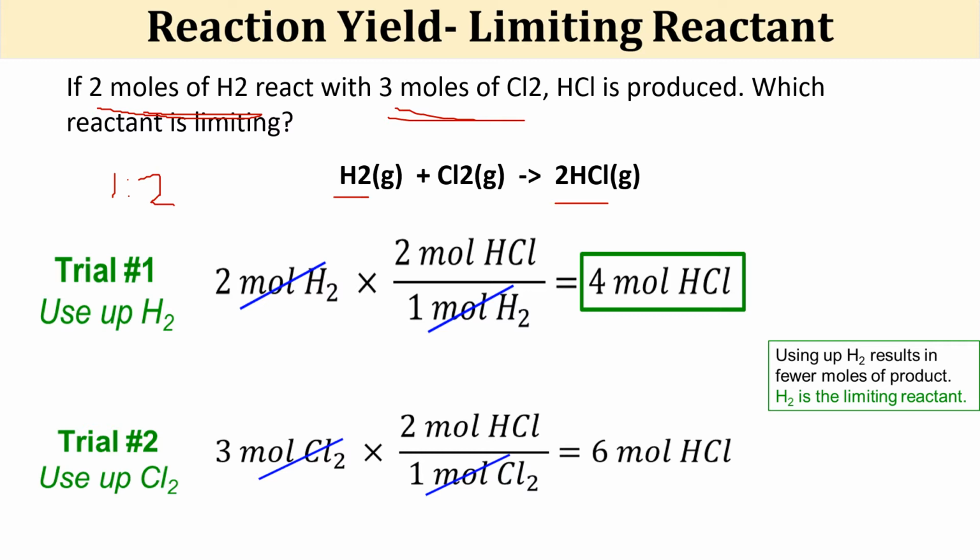So hydrogen will be completely consumed once 4 moles of HCl is produced. Therefore hydrogen is the limiting reactant and chlorine is in excess.